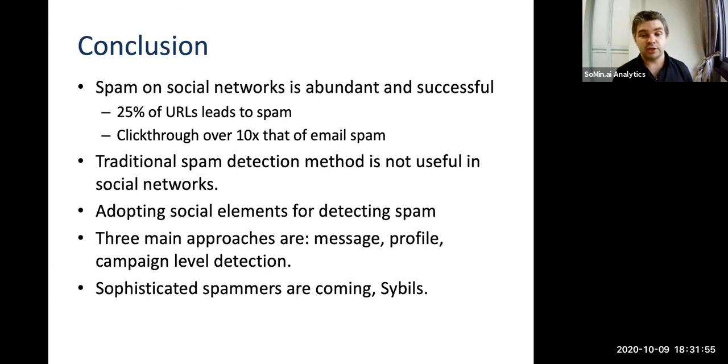There are three main approaches: message profile, campaign-level detection, and sophisticated spammers, namely Sybils. And here maybe I'll add one more. Nowadays, modern generative networks can generate new content that is very hard to detect using a similarity function compared to other content. This content will be really new, created based on the millions of data points these generative networks, GANs, have been trained on. Therefore, there's a really big task for Facebook to be able to not just detect Sybils, but detect Sybils that use generative neural networks to generate their content.